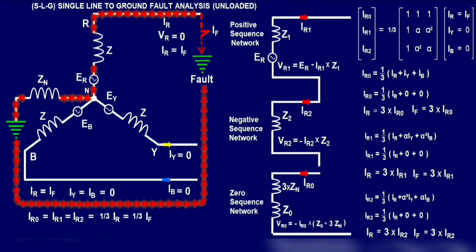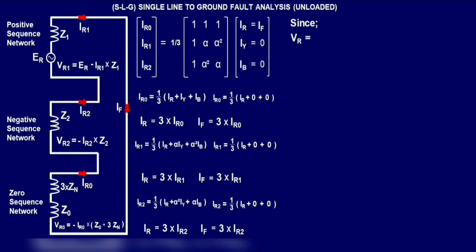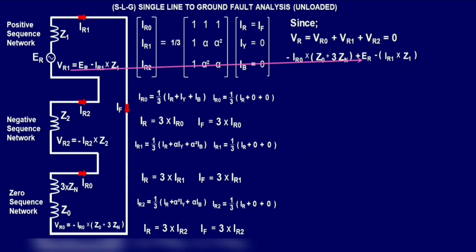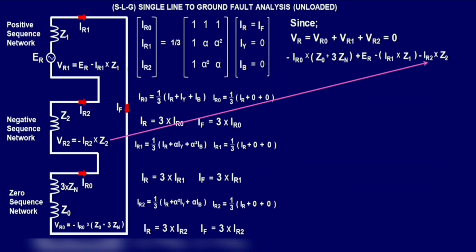The three sequence currents are equal, so the three sequence networks are connected in series. Positive sequence, negative sequence, and zero sequence currents are equal. They are interconnected in series. Since VR is zero, there is a short circuit across the series combination of the three networks. VR equals VR1 plus VR2 plus VR0 equals 0. VR0 equals minus IR0 times Z0 plus 3Zn. VR1 equals ER minus IR1 times Z1. VR2 equals negative IR2 times Z2.